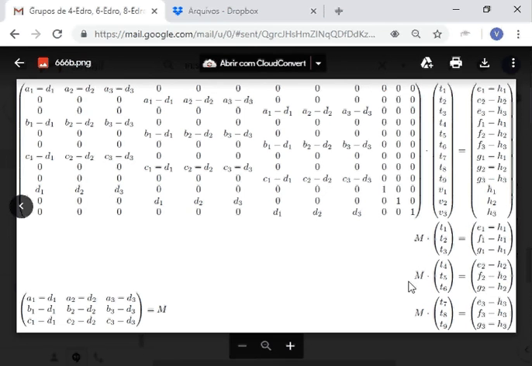Another time, M times T4, T5, T6 is equal to this vector. M times T7, T8, T9 is E3 minus H3, F3 minus H3, G3 minus H3. Now it's high school.